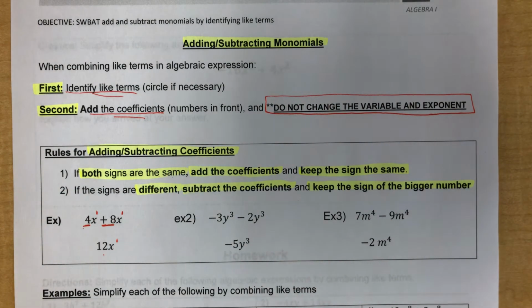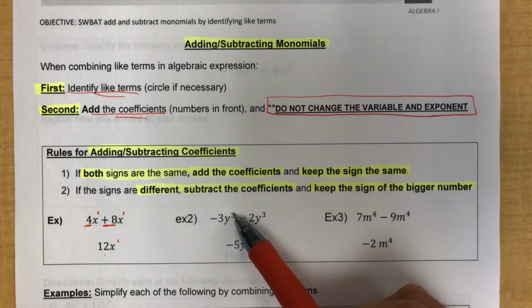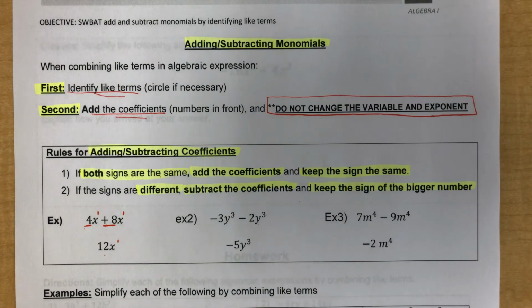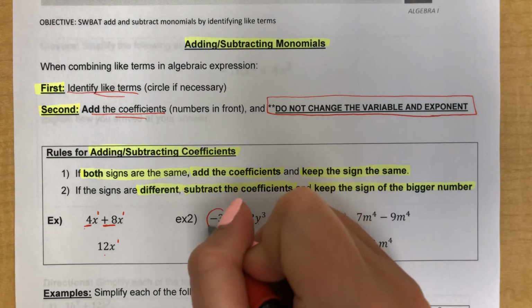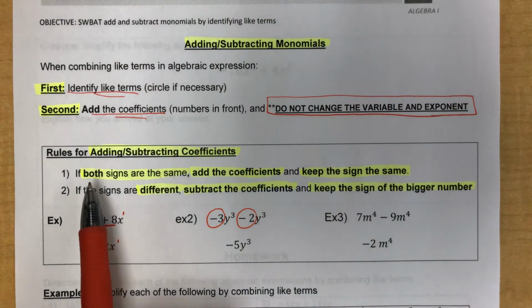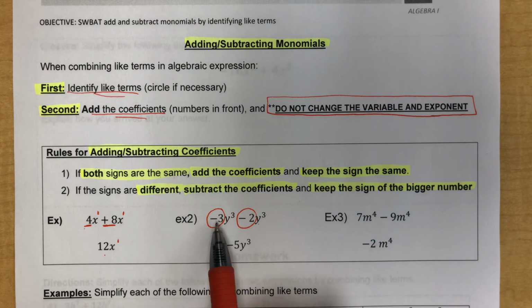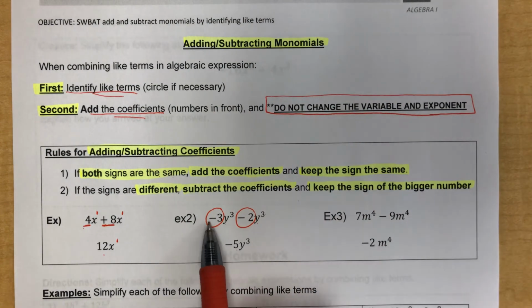Example 2. Same thing. I know that these are like terms because they have y to the third on both. So again, I'm looking at the coefficient in front. I have a -3 and I have a -2. Again, both signs are the same, so I add the coefficients. Well, 3 plus 2 is 5. And then I keep the sign. Both negative, it stays negative.